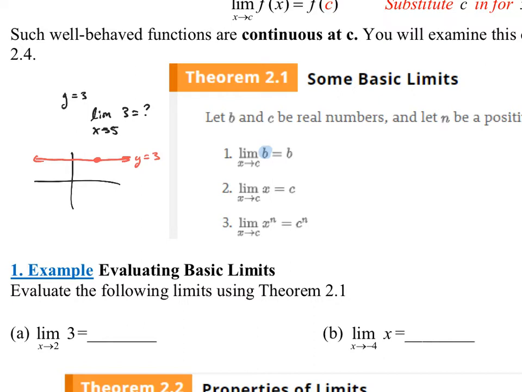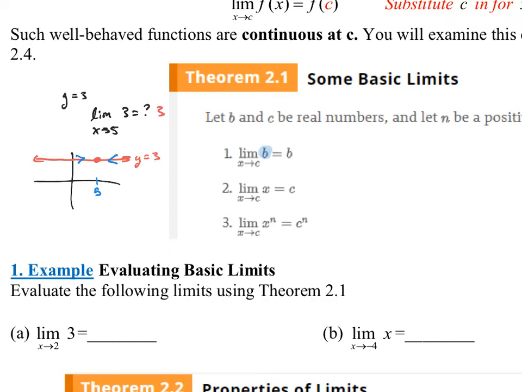Okay, so now let's consider when x equals 5. The question is, what happens as we come from the left and what happens as we come from the right? Well, notice your y value every single time is 3. And a limit is asking, what is your y value approaching? Well, the y value is approaching 3. It's a horizontal line. The y value is always 3, so it always approaches 3.